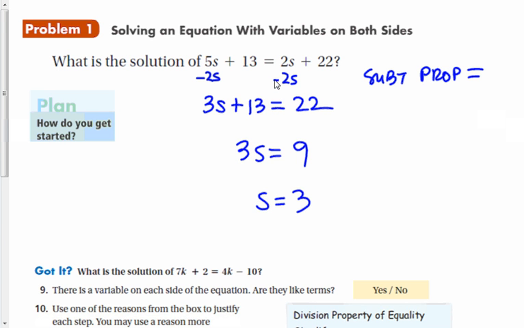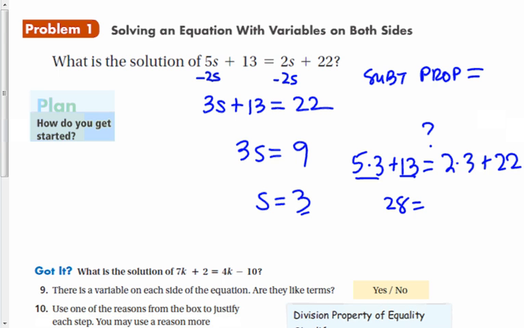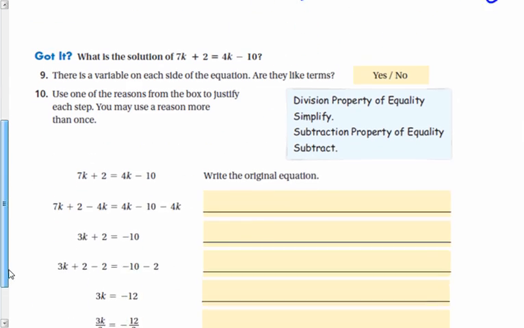Now let's just check it. Since we have variables on both sides, we better do that. So I think s is 3, so that means 5 times 3 plus 13 should equal 2 times 3 plus 22. And so this is 15 plus 13 is 28. And this is 6 plus 22, which is also 28. So it does check. All right, you try that.